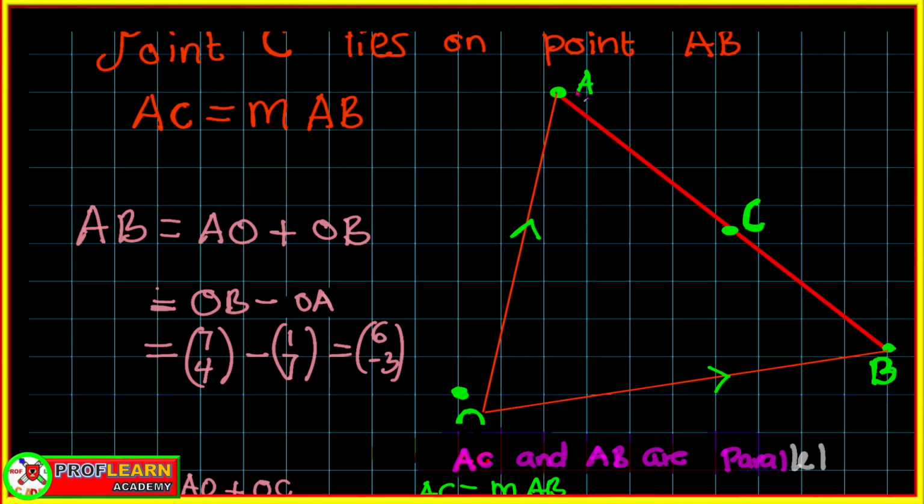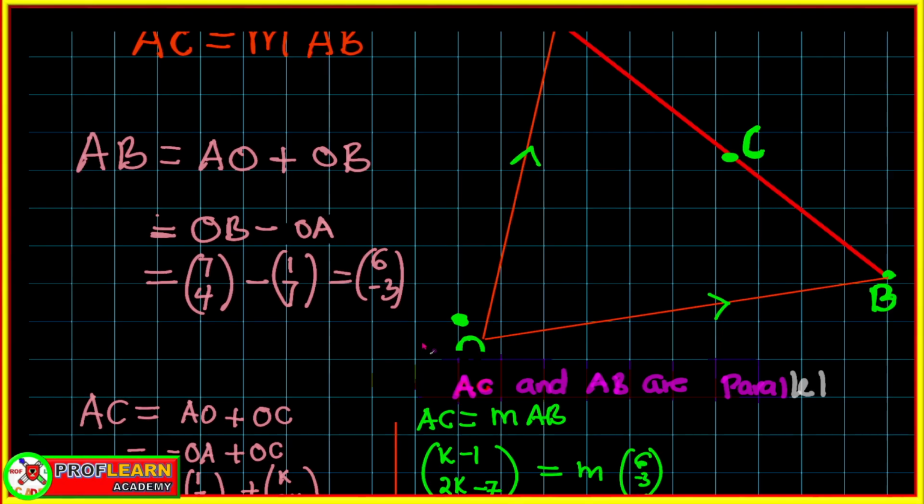When you're moving from A to O, remember you are going against the arrow, so it will be the negative of OA. That's why in the second part I've said AB is OB minus OA. If you subtract these position vectors, because OB was this and OA was this, you are going to get (6, -3). So AB is (6, -3).